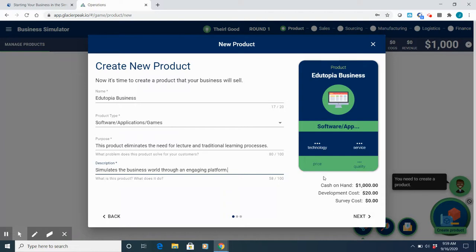You'll notice that over here, we have $1,000 to start. So you're going to want to pay attention to that so that you don't spend all of your money. You'll also notice that we were in the development of a new product, and in this simulation, it charges us $20 for that. We're going to go ahead and say next after we complete this step.